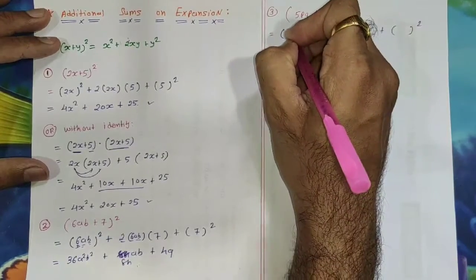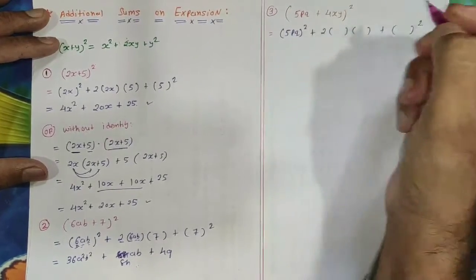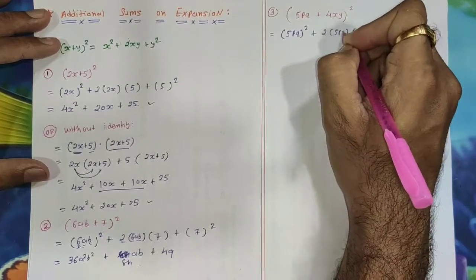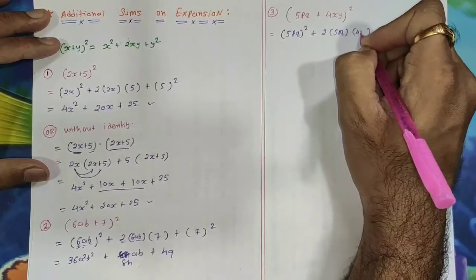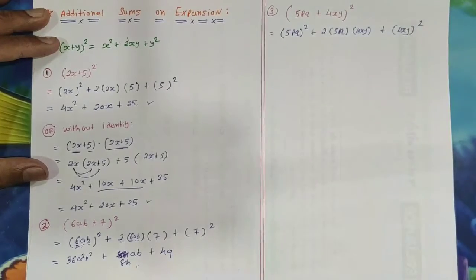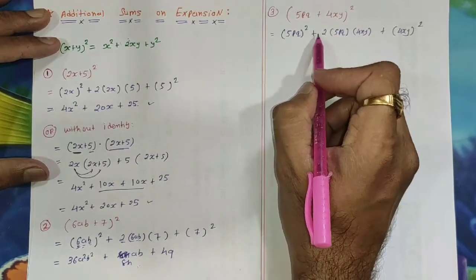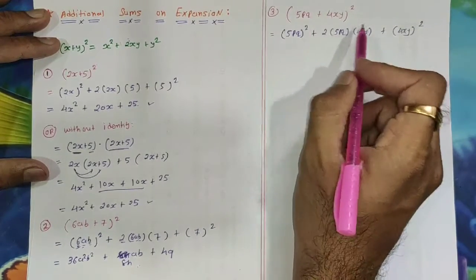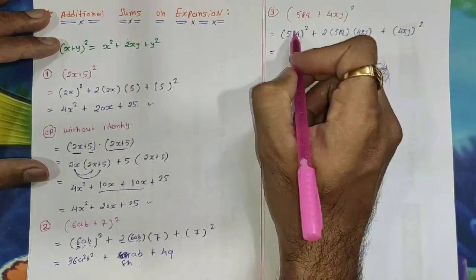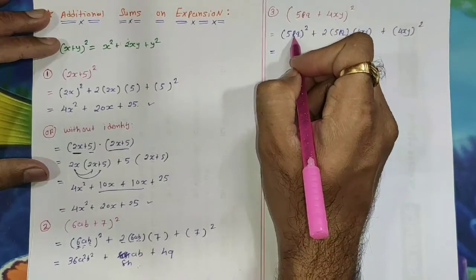So the first term is 5pq, then 2 into first into second term, so it's again 5pq. This is 4xy, this is again 4xy. First term square plus 2 into first into second term plus second term square. Now square, so you have to consider the square of this 5, p and q.